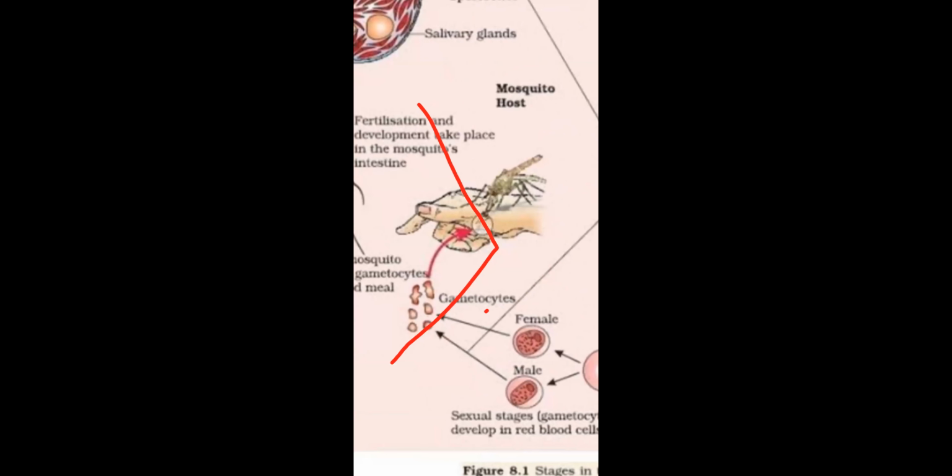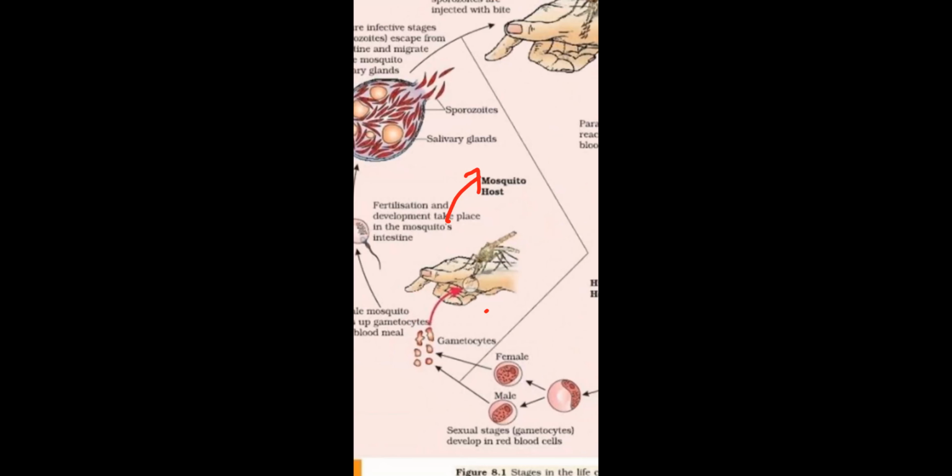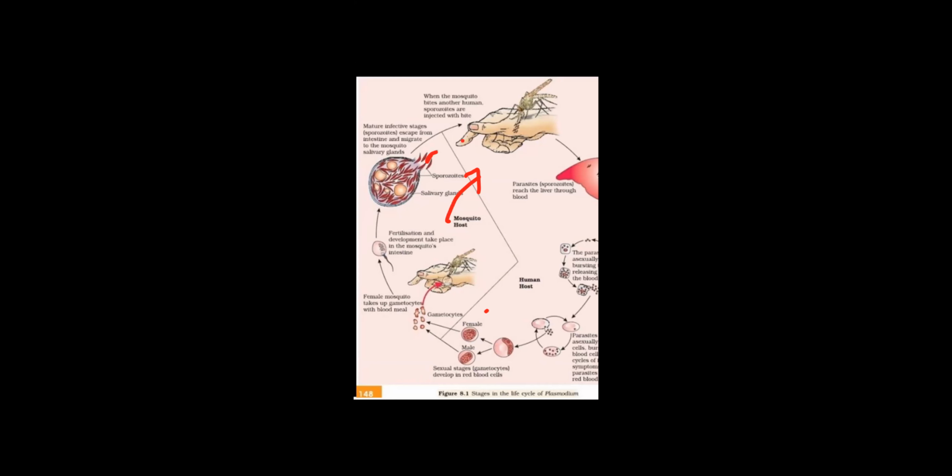So that blood with gametocytes enters from the human, it goes into the mosquito. It had come into the uninfected human from the mosquito here. Now it is going back from the human into the mosquito. I hope you could understand what I was explaining. So now it will enter into the mosquito itself. This blood goes to the mosquito's alimentary canal.